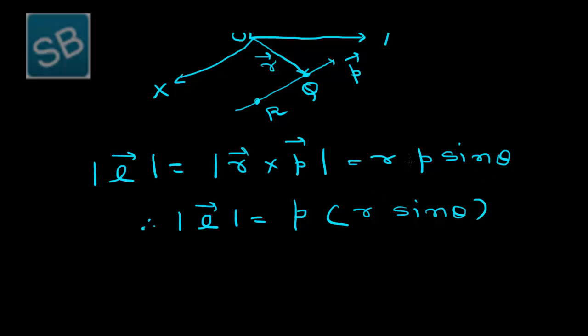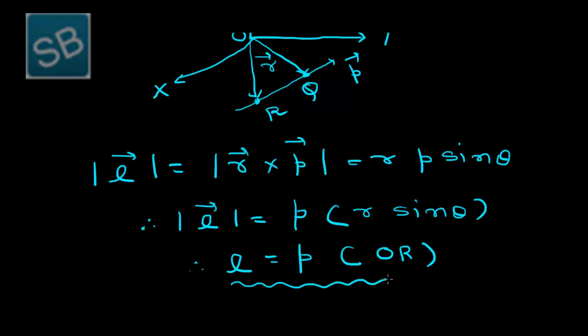See, I have just interchanged the terms of p sin theta and r. Here the value of p is as it is, and this OR component is the y component of position vector small r. So the magnitude of L, meaning small l, is given by the value of linear momentum into the perpendicular distance of the position vector.